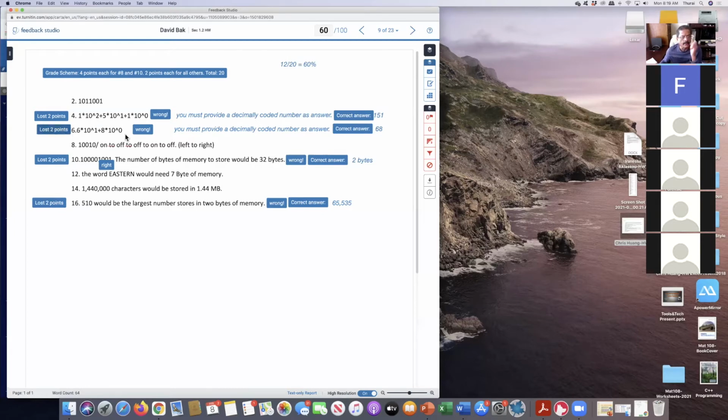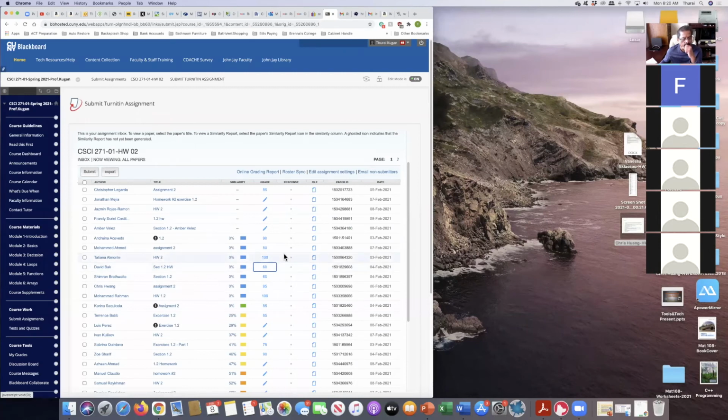And same thing here, problem 6. You're supposed to find binary code and you have something else here. So let me open one of the correct answers, 100%. I hope these students don't mind.